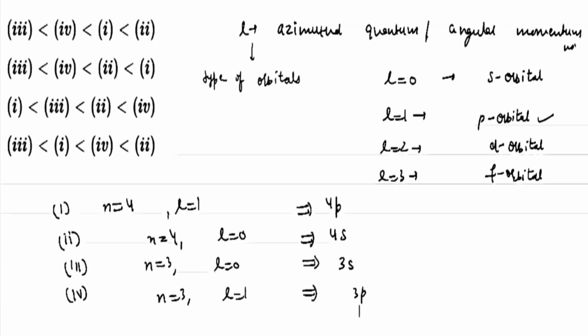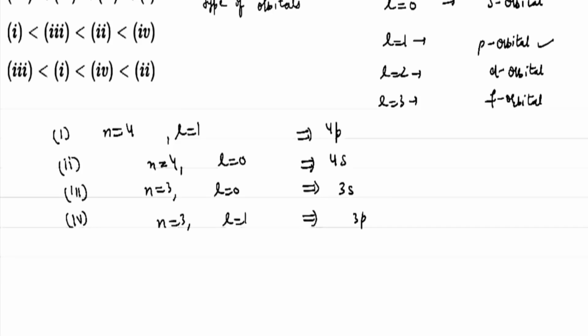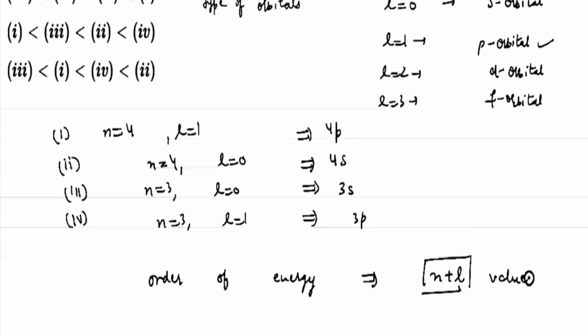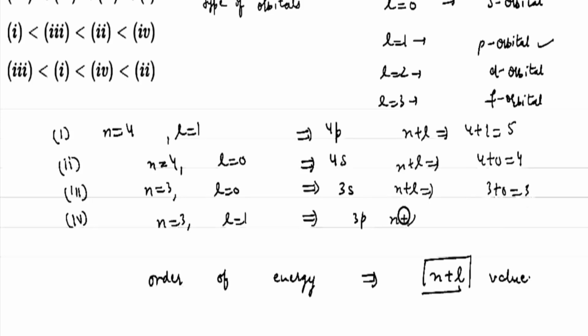Now we have to place them in increasing order of energy. The order of energy is decided on the basis of n plus l value. If the n plus l value is higher, it means the energy of that orbital is higher. So if we see here, n plus l value in this case is 4 plus 1, that is 5. In this case, n plus l is 4 plus 0, it means it is 4. In this case, n plus l is 3 plus 0, that means it is 3. And in the last case, it is 3 plus 1, that is 4.